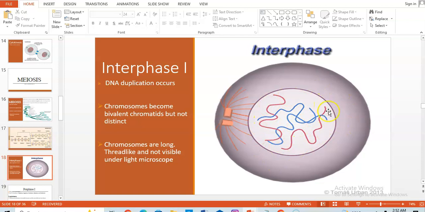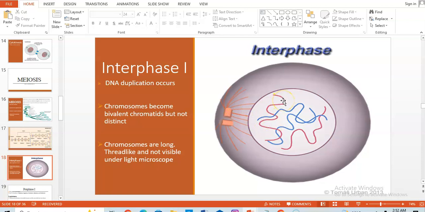What happens now? You can see here you have your chromosomes, which are long and thread-like, and they are not visible under a light microscope. Then you can find your nuclear membrane, and then you find your centriole, which is a very important organelle that forms spindle fibers during mitosis. So what happens now?